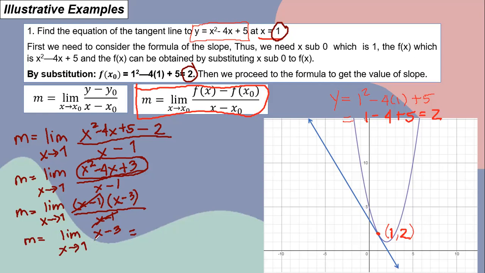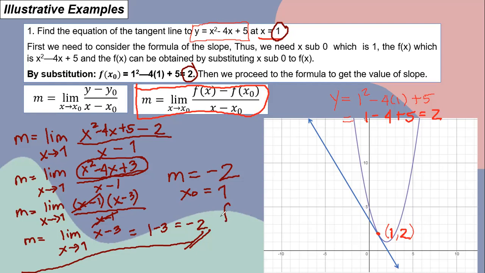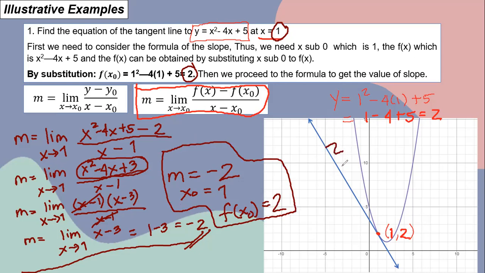And when we evaluate a limit, we just substitute the 1 for x. So 1 minus 3 gives us a value of negative 2. Okay? And that is our slope. We have gotten our slope, which is negative 2. So given x sub 0, which is 1, we computed f of x sub 0, which is equal to 2. Okay? So those are the three things we need to form the equation of this line.